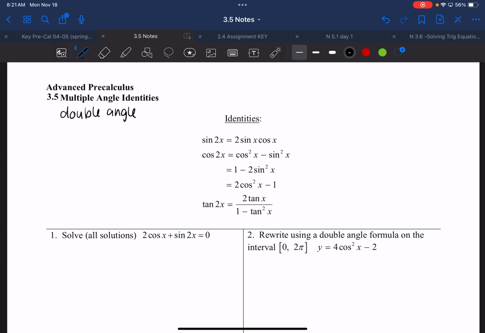All right, so you are able to rewrite sine of 2x as 2 sine of x times cosine of x. You can rewrite cosine of 2x 3 different ways: as cosine squared of x minus sine squared of x, or 1 minus 2 sine squared of x, or 2 cosine squared of x minus 1. And you can write tangent of 2x as 2 tangent of x over 1 minus tangent squared of x.